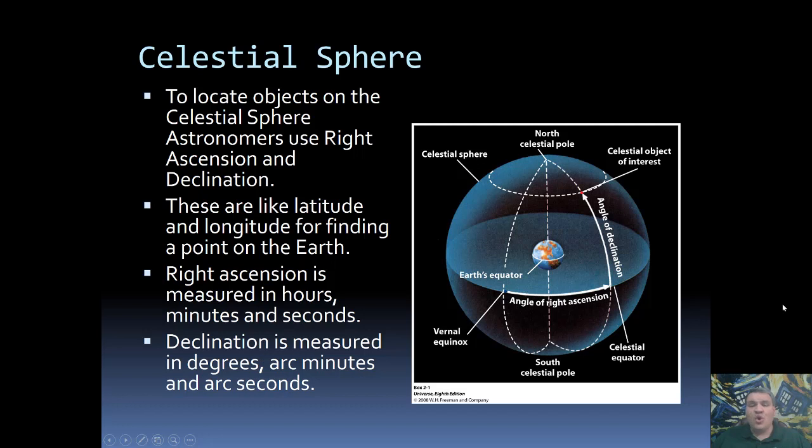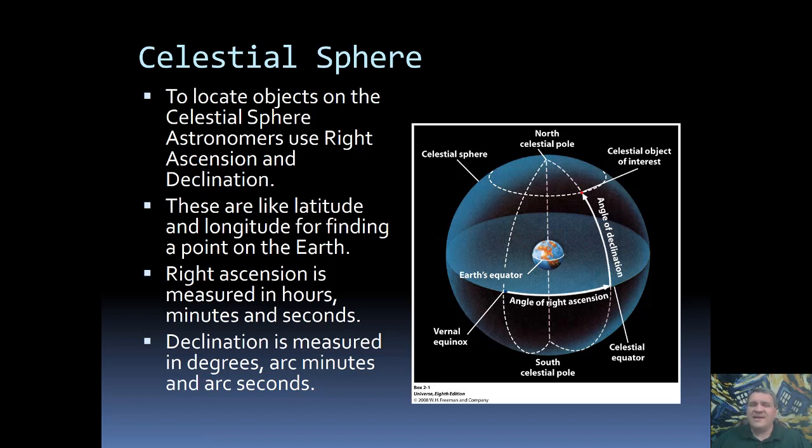Declination is measured north and south of the celestial equator, meaning that it's going to be very similar to latitude. Now, declination is measured in degrees, arc minutes, and arc seconds, similar to how we actually measure latitude and longitude on the Earth.